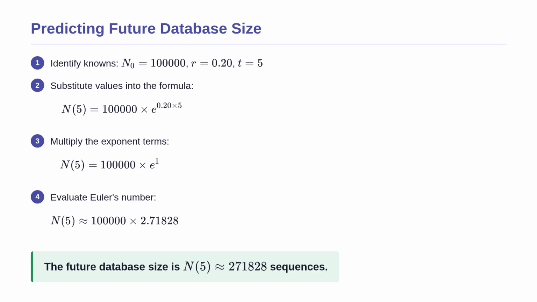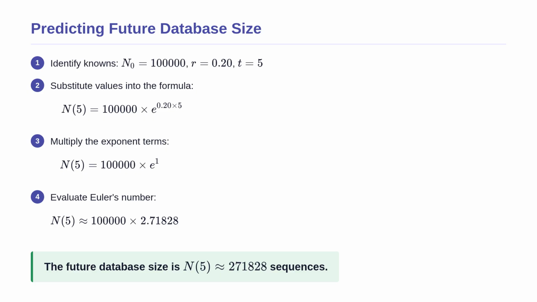Let us put this formula into practice with a realistic scenario. Suppose a newly established primary database currently holds exactly 100,000 sequences and is growing at a continuous rate of 20% per year. We want to calculate how many sequences it will contain after 5 years. We chose the exponential growth formula because the growth is continuous.